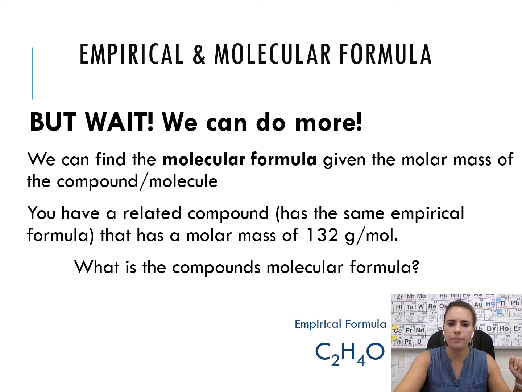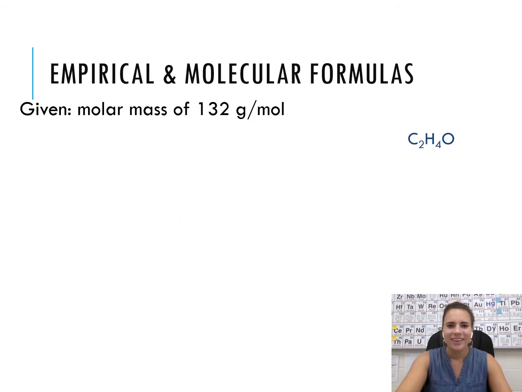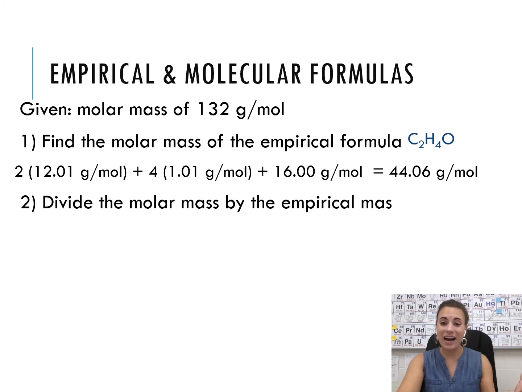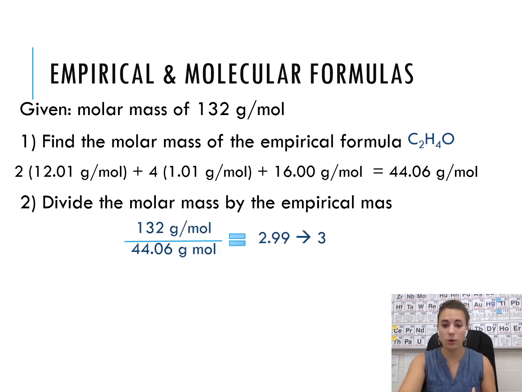What's its molecular formula? So I just said it has the same empirical formula as C2H4O. And now I want to figure out what its molecular formula is. So it told me the mass was 132. Now what I need to do is figure out, if its molecular formula is the same as its empirical formula, if I add up those masses, it would have a mass of 44.06. But it doesn't, it has 132. So now I'm going to divide 132 by 44.06, and I get 2.99, which is essentially 3.